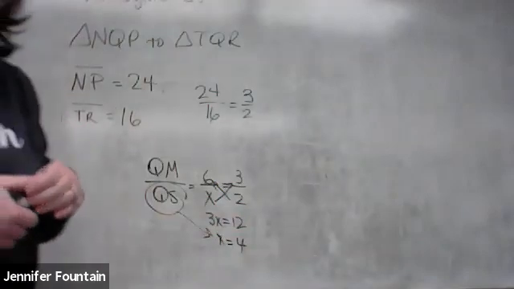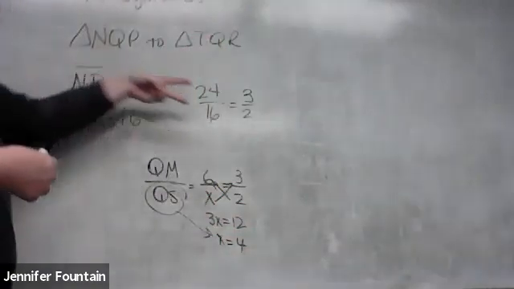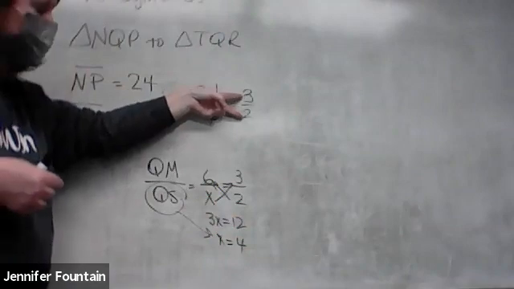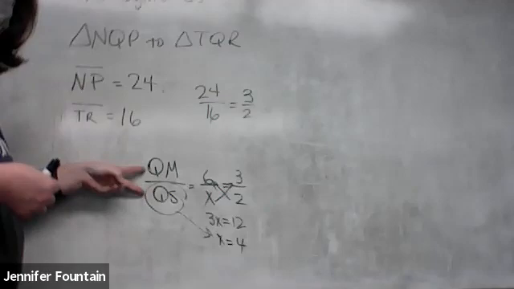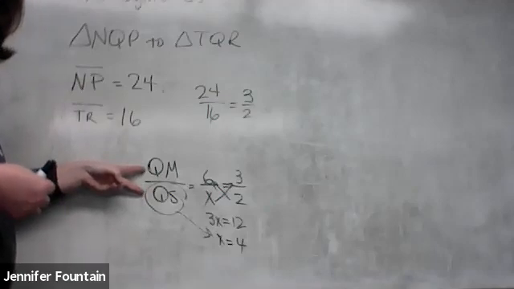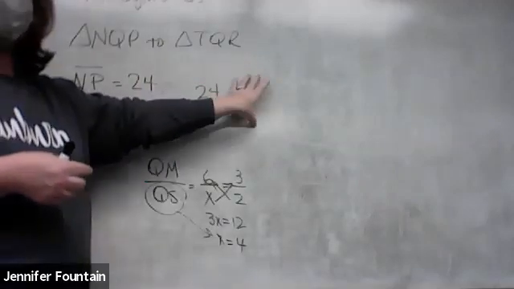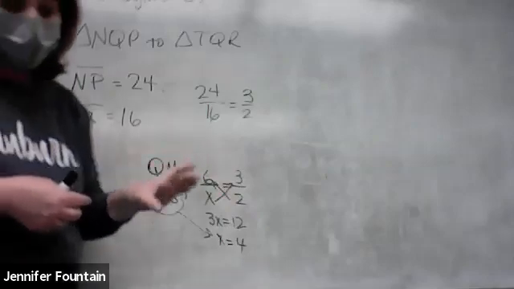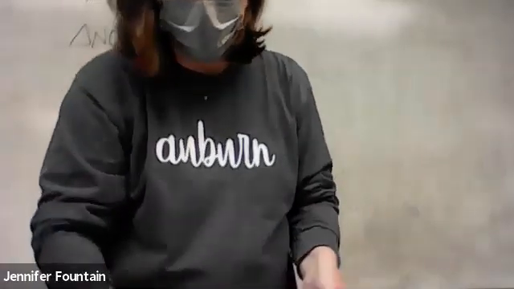So the first thing I had to do is use 2 corresponding sides to find my scale factor. Then I apply that scale factor to my other 2 corresponding segments that I need to solve for an unknown. So I'm having to do 2 steps here. Use corresponding sides to find my scale factor. Use the scale factor to find my missing side. Any questions on that?